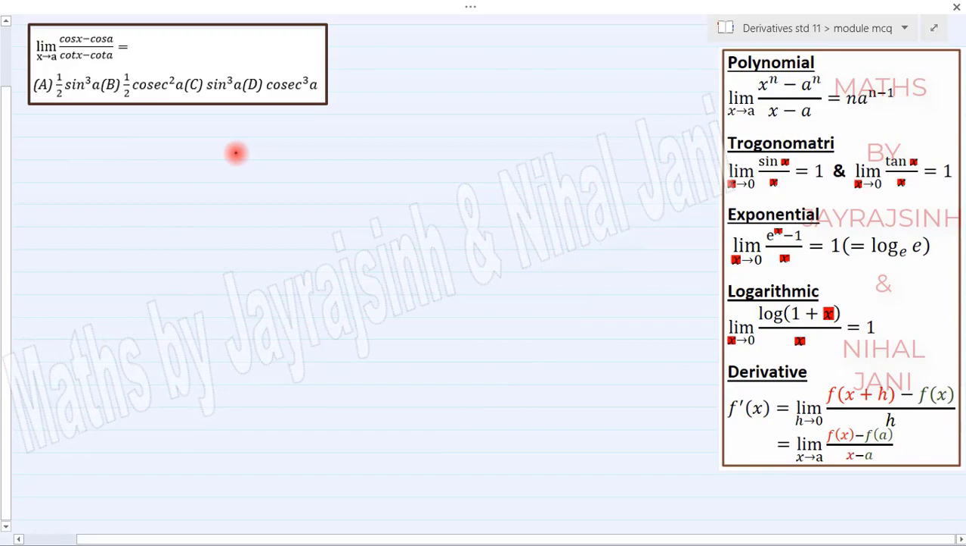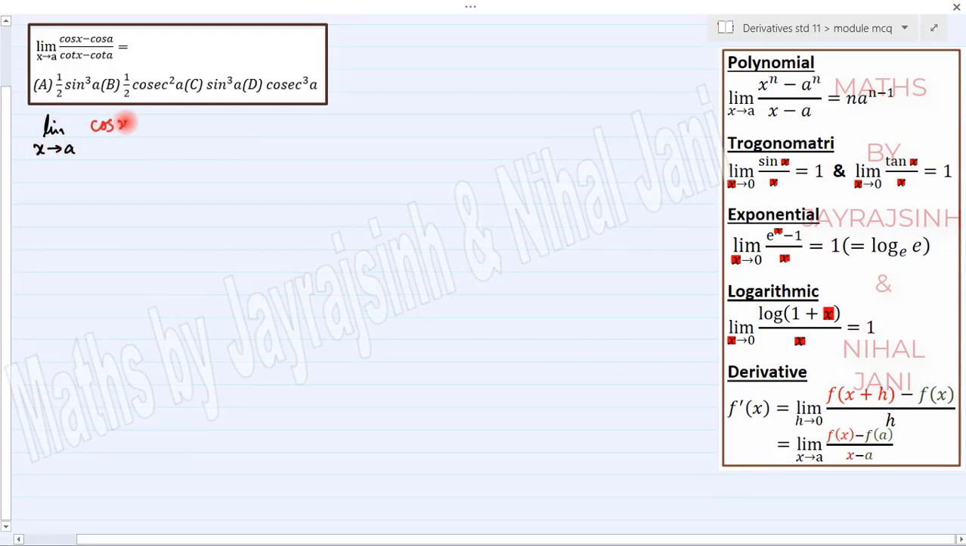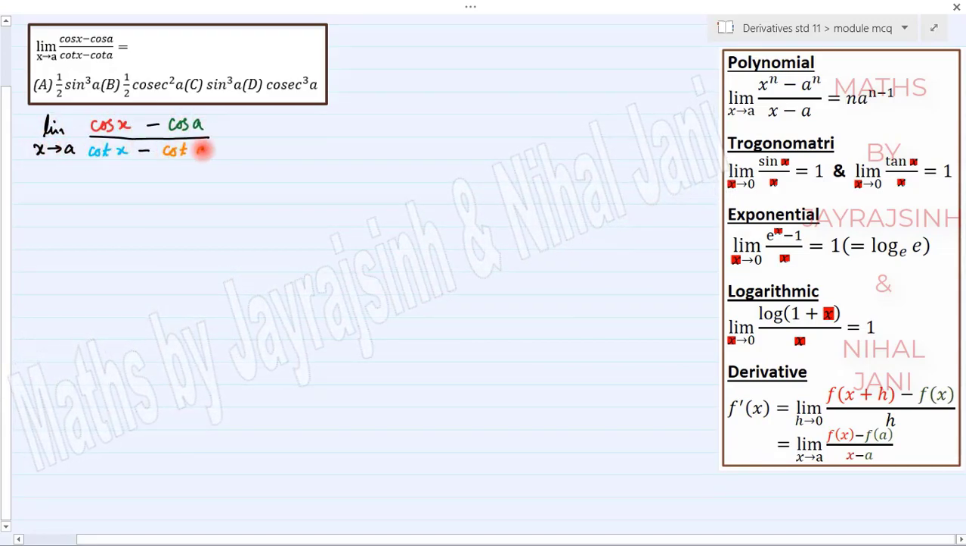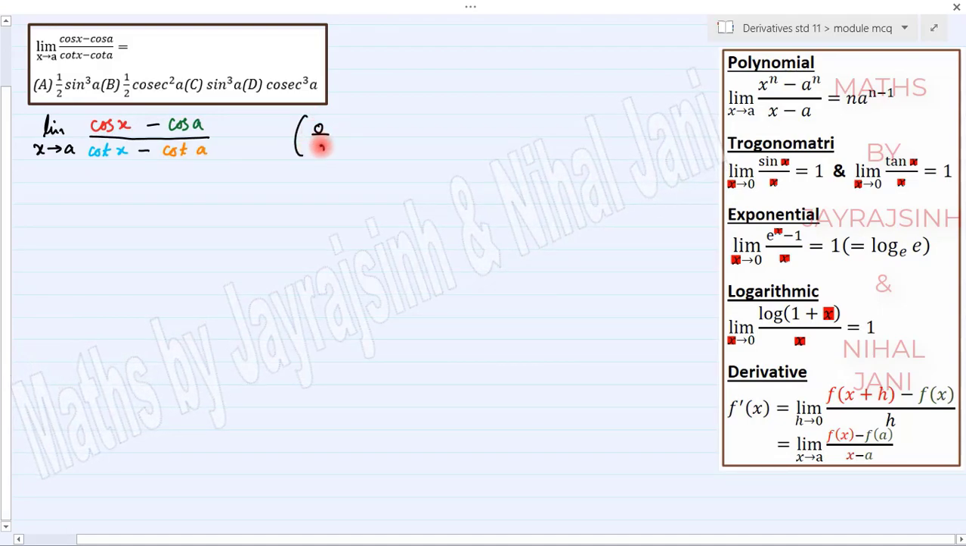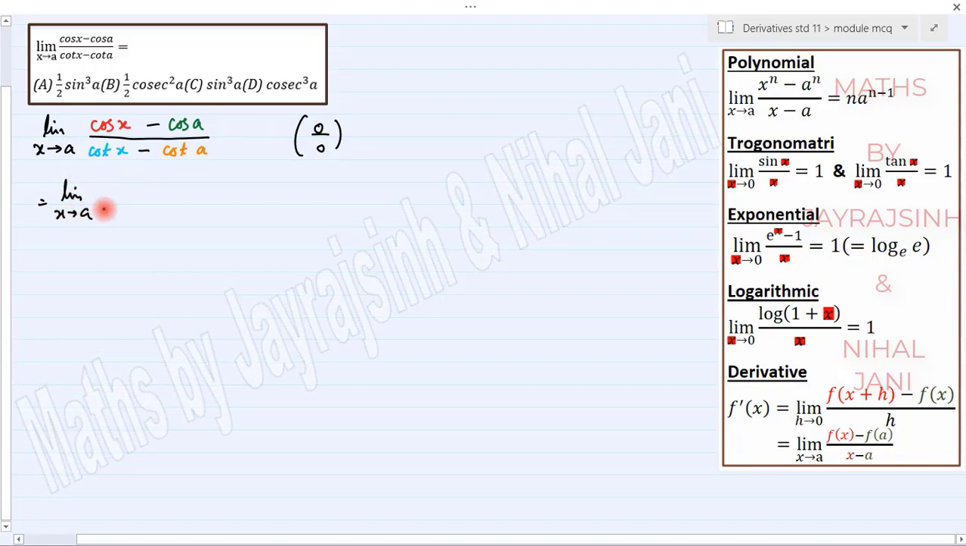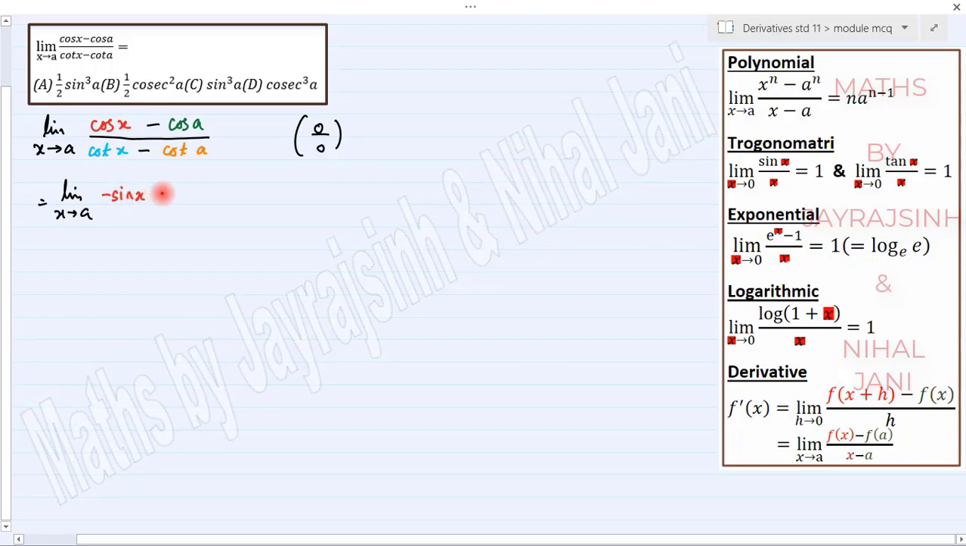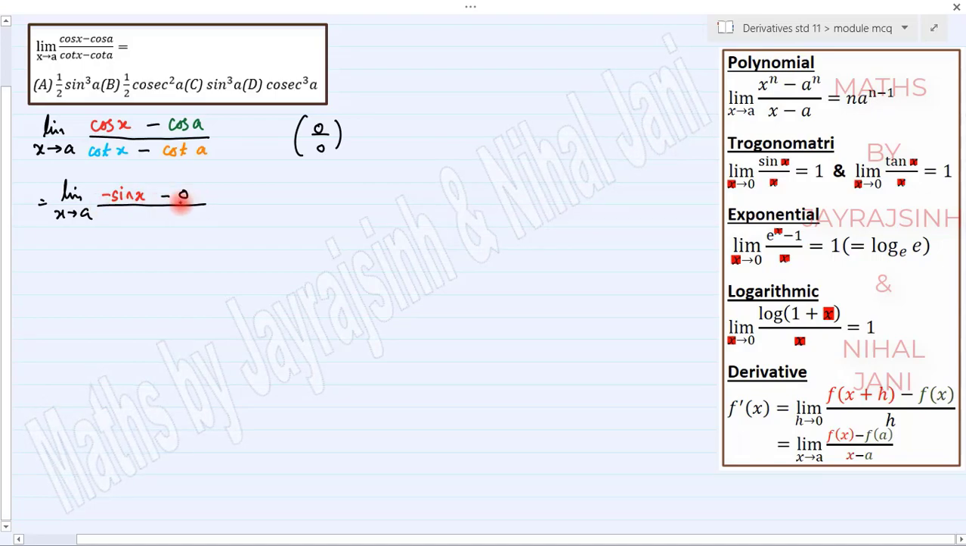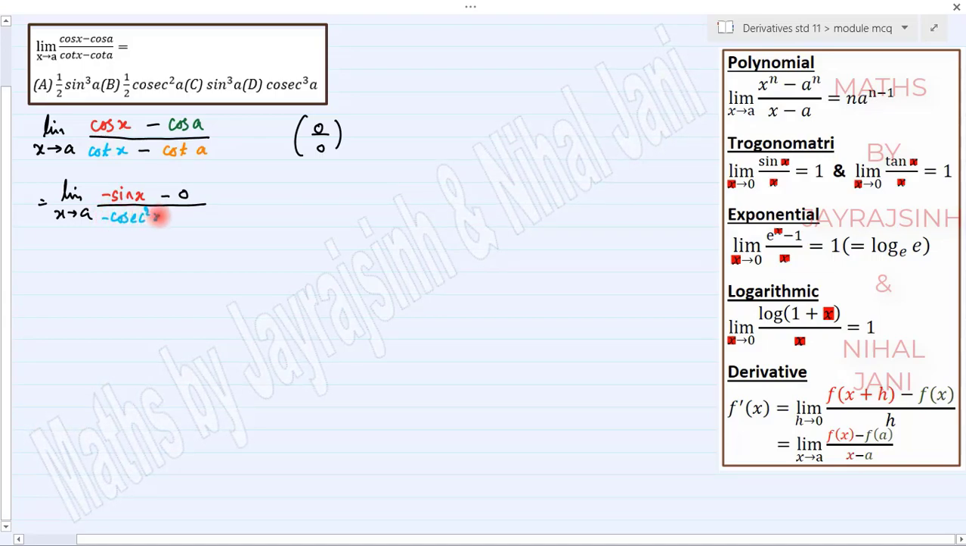In this question, we have limit x tends to a cos x minus cos a upon cot x minus cot a. If we apply the limit, we will get 0 by 0 form. So let's apply L'Hospital rule. Differentiation of cos x is simply minus sin x. Differentiation of cos a is 0 because it's a constant term. Similarly, in the denominator, differentiation of cot x is minus cosec square x, and differentiation of cot a is 0.